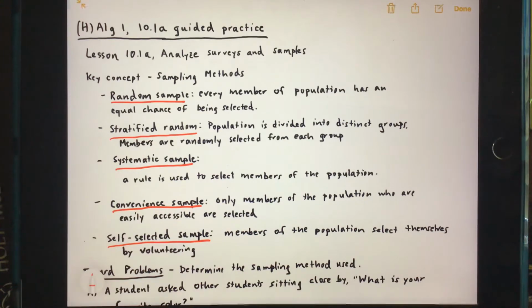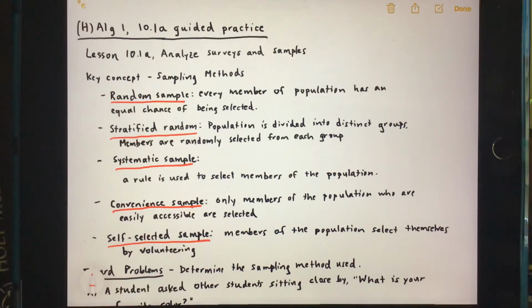And so a random sample works this way. Every member of the population has an equal chance of being selected. And if you pick a large enough sample, let's say a tenth of all the people in the United States, as long as it's random, you should have a pretty good idea of what's going on in the entire population.